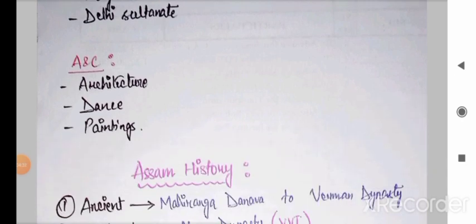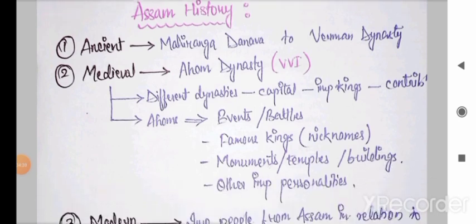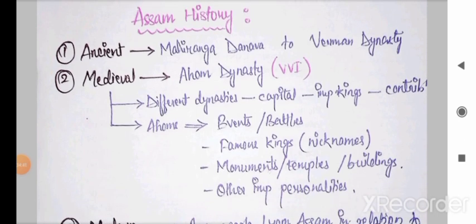Otherwise, ignore. In medieval history, foreign travelers are important. The Mughal empire is important, and the Delhi Sultanate is important. Just do read about it. If you have Lucent's book, go through it multiple times if possible. In art and culture, you can read about architecture, dance, and paintings. This is important. Now let's come to the important part, Assam history.